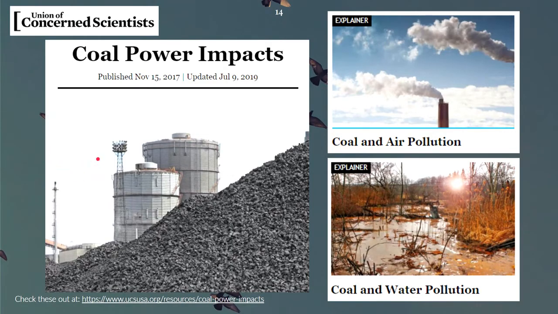Aside from direct effects on global warming, this article from the Union of Concerned Scientists also discusses coal power impacts. Okay, so in terms of air pollution, coal-fired power plants are also linked with human diseases such as asthma, cancer, heart and lung ailments, and neurological problems.